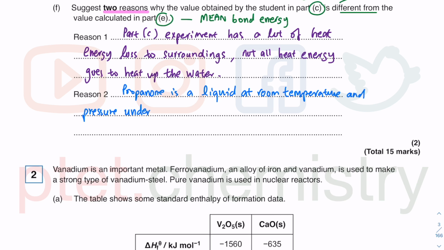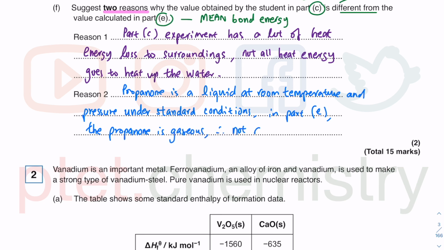So if we want the standard enthalpy change of combustion, that means that in part E the propanone is gaseous, so therefore it is not really giving the appropriate value for the enthalpy of combustion, which we did define earlier as everything in the standard state. And that's it really overall for that 15 marks question.